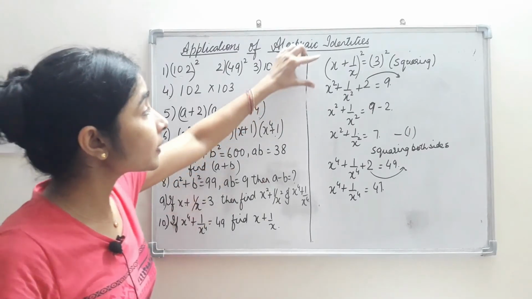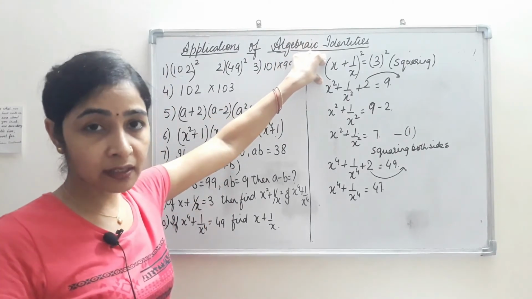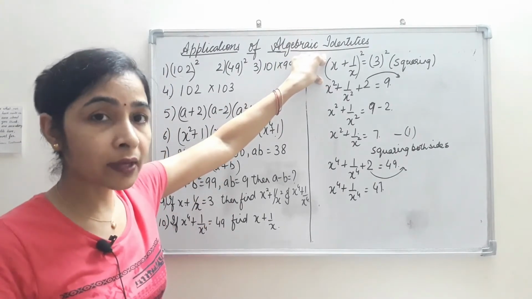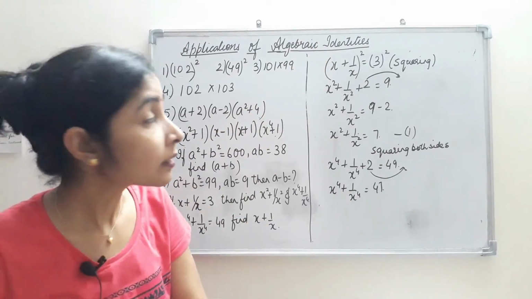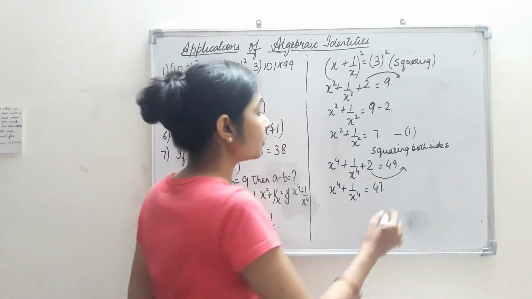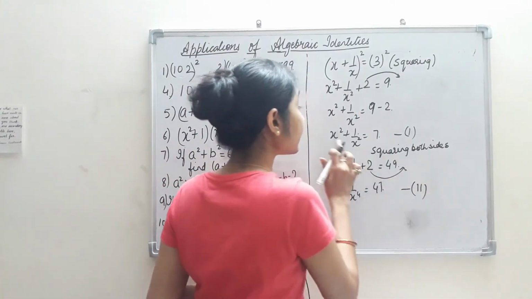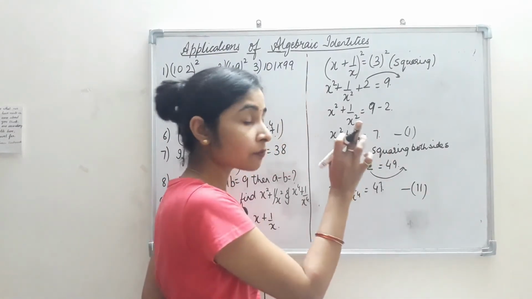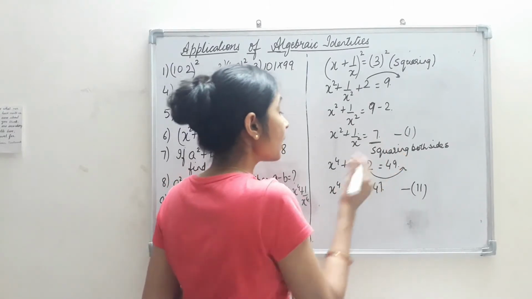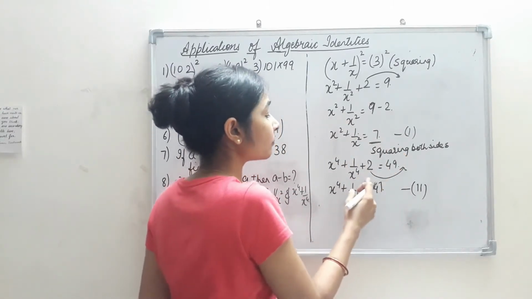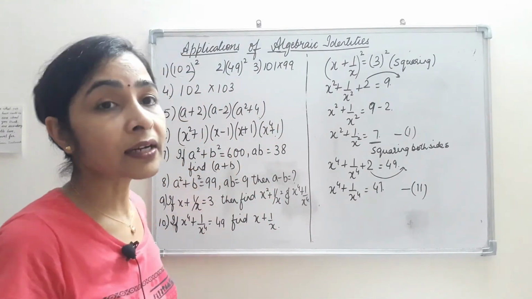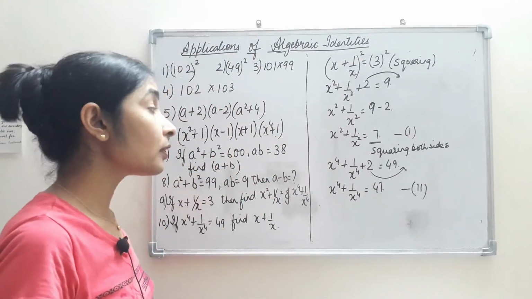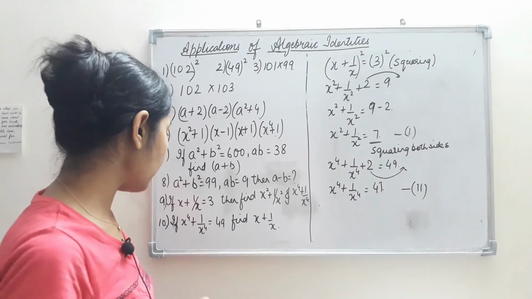So we were given the value of x plus 1 upon x whole square. We were given the value of only x plus 1 upon x, that was equal to 3. We calculated the value of x square plus 1 upon x square from that, and that we got as 7, and again we did the squaring and we got the value of x raised to the power 4 plus 1 upon x raised to the power 4 is equal to 47 from it.